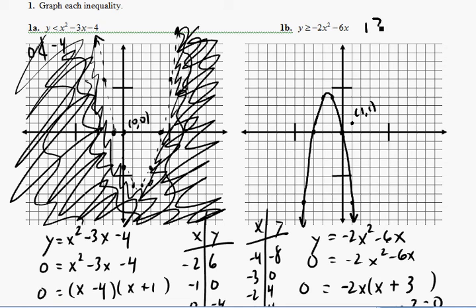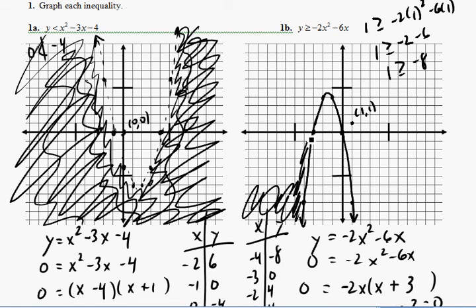If y is 1 and x is 1, let's see if this inequality is true. On the left side we get 1. On the right side we get negative 2 minus 6, which would be negative 8. Now, 1 is indeed greater than or equal to negative 8, which means we have to shade the part of the graph that includes this point, which, once again, is the region outside of the parabola.